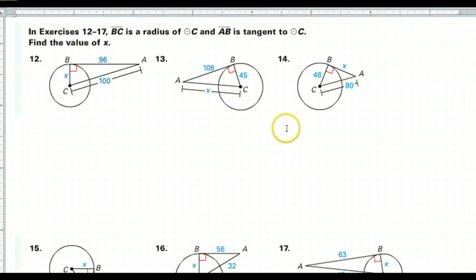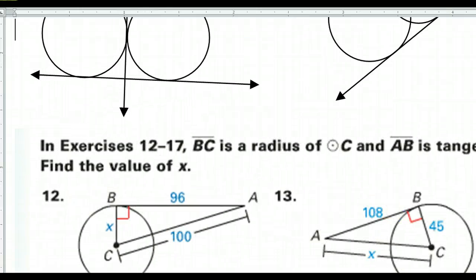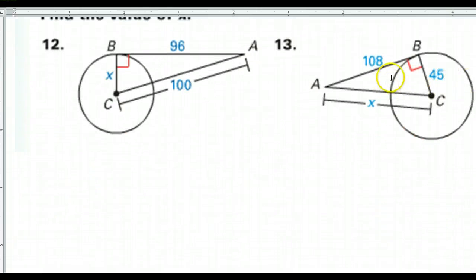Now we get into the meat of the meal here. We're given that BC is a radius, obviously. AB is a tangent. We could have known that based on the fact that it was perpendicular. But the main thing is we are supposed to find the value of x. So it's going to be all about the Pythagorean Theorem. Let me zoom in a little bit more so I have space. The bottom line is Pythagorean Theorem, my good people.